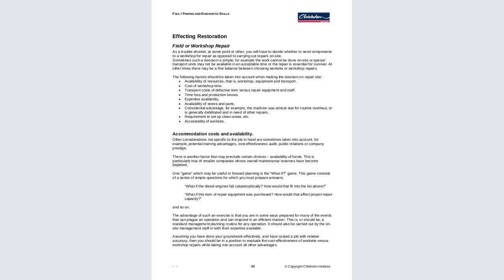Sometimes such a decision is simple. For example, the work cannot be done on site, or special transport may not be advisable in the acceptable time. So the following are factors that should be taken into account when making the decision: availability of the resources you have to check, and that is the workshop equipment and transport. Also the cost of the workshop time, the transport cost, and the time loss in the production process, the expertise availability, the availability of stores and parts, and many others, and accommodation if they need to sleep over.